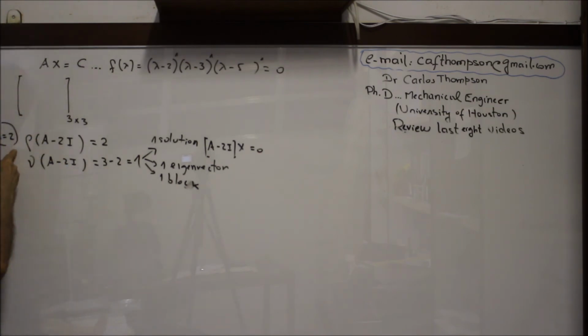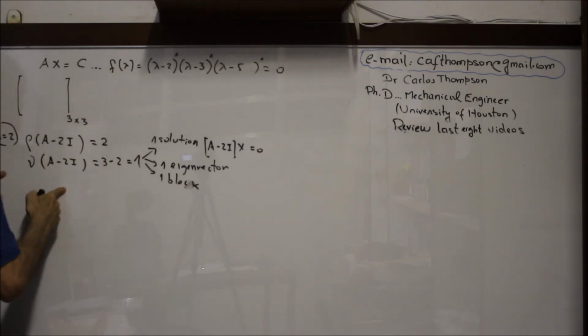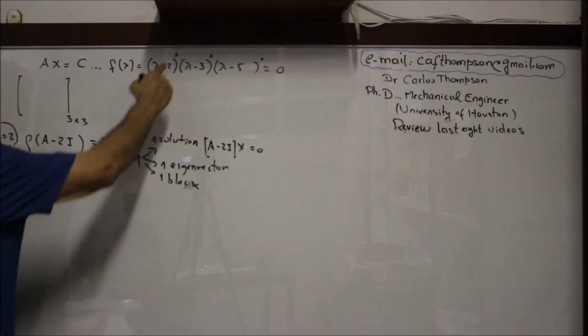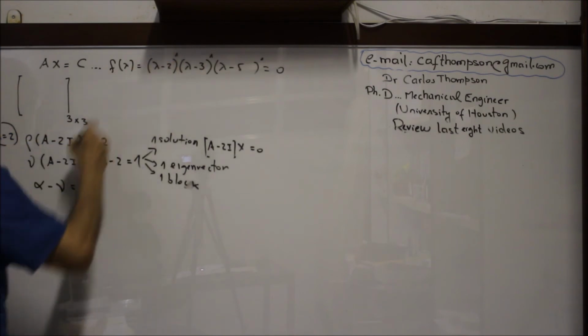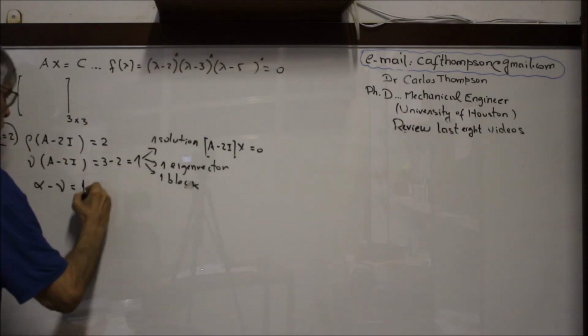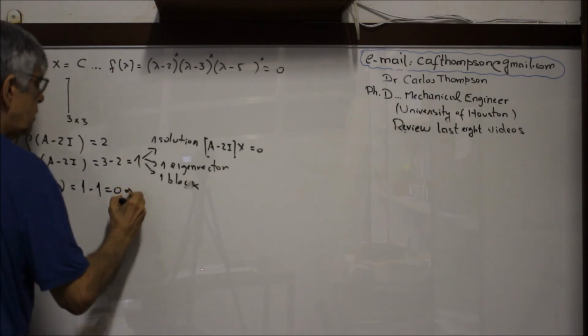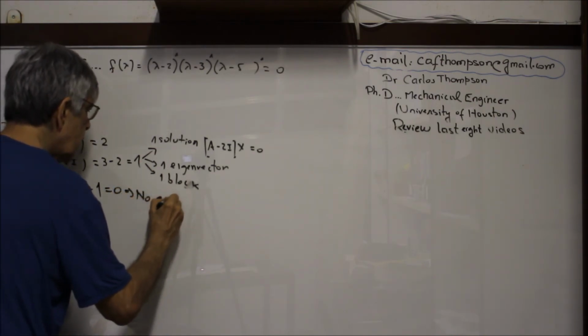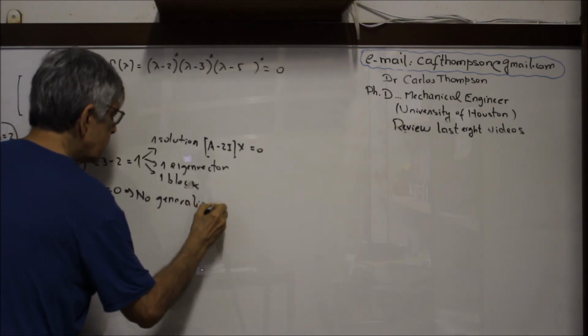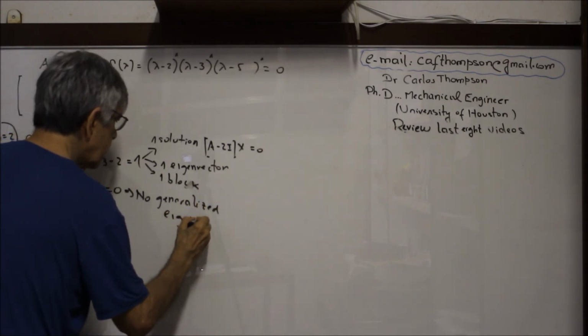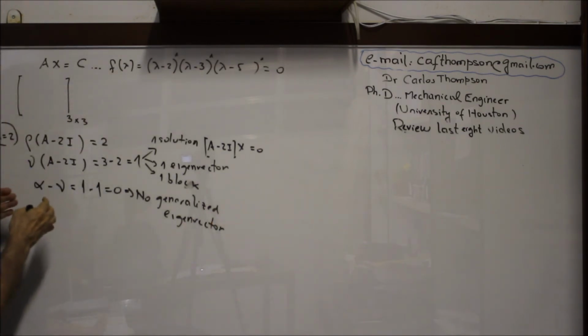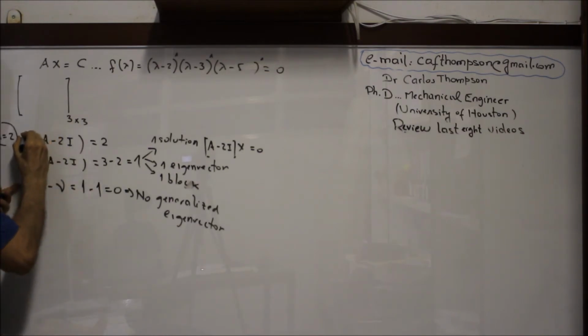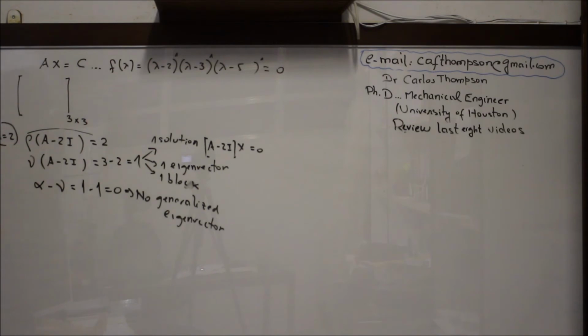This for j is equal to. Now let's see how many generalized eigenvectors we have. So alpha minus ni is equal. If the multiplicity of lambda is 1, and ni is 1, so it's 0, which means no generalized eigenvector. See? You see how much information we are obtaining just knowing this here? This is very, very important.